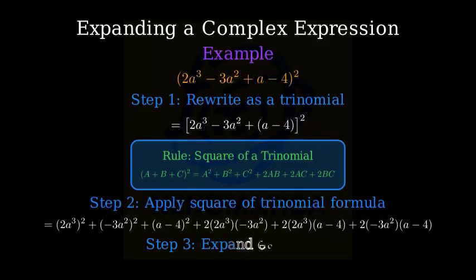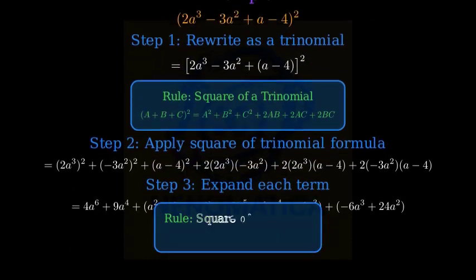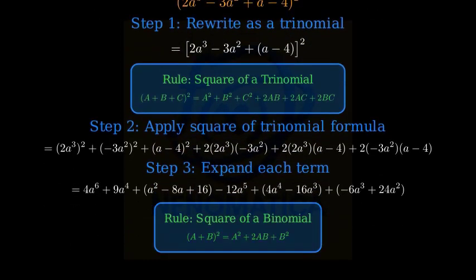The square of 2a cubed gives us 4a to the 6th power. The square of negative 3a squared gives us 9a to the 4th power. For the square of a minus 4, we use the square of a binomial formula, where the square of a plus b equals a squared plus 2ab plus b squared. So the square of a minus 4 becomes a squared minus 8a plus 16.